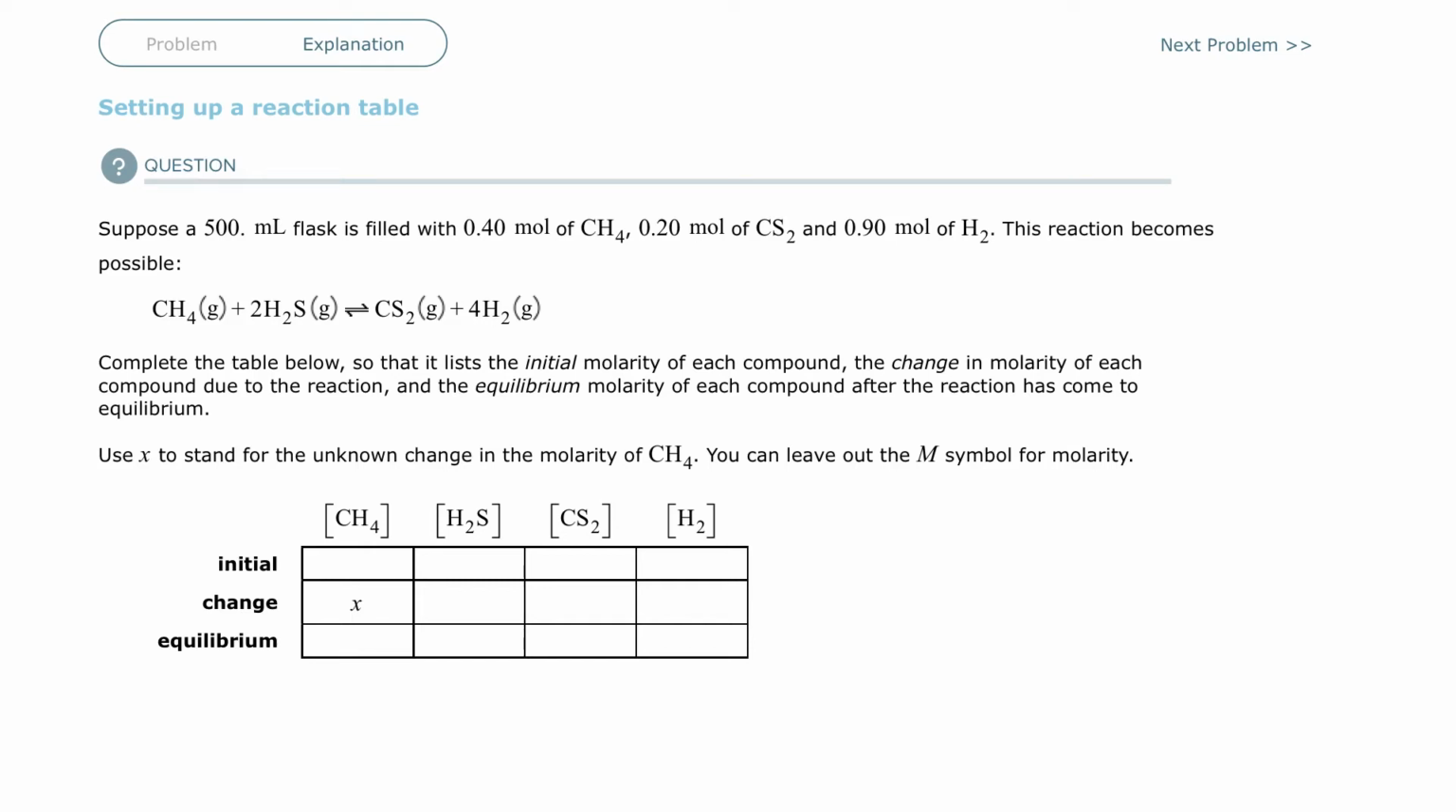Welcome back. This is an Aleks training video on setting up a reaction table. A reaction table is a very useful thing when a problem gets very complicated. It's a way to organize your thinking to where you can see exactly what you have and what you're asked to have. So it's almost like a plan, setting up a plan for a math problem.